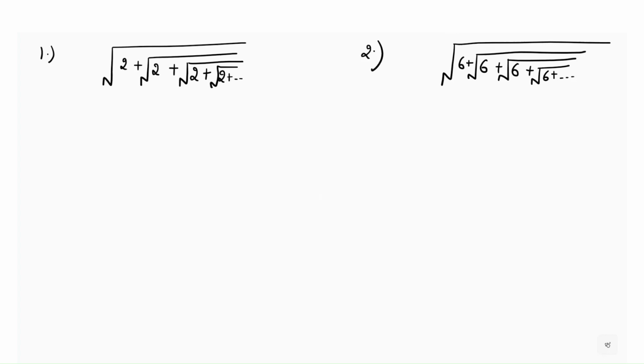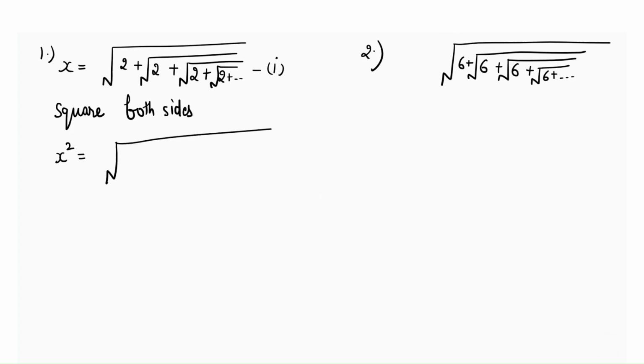The first step is we have to consider this whole equation is equal to x. So we'll take it as equation number 1. Now we will square both sides. So when we square both sides, what will happen? This will become x squared, and on the other side, it would be all the values, whatever is there, and then there will be the square of this.